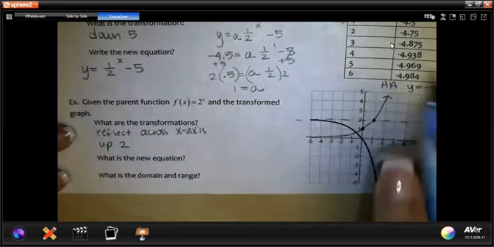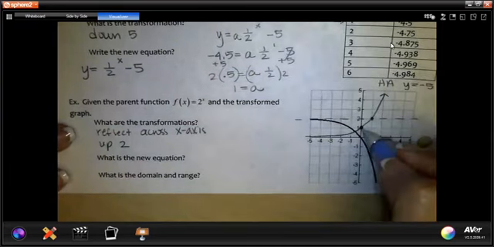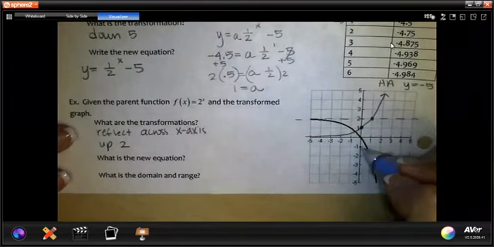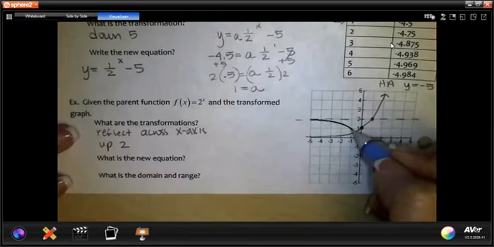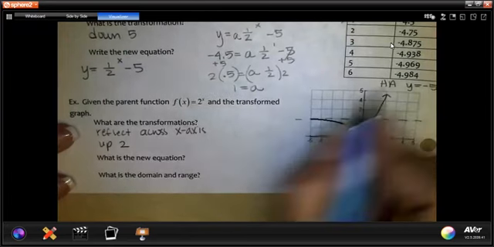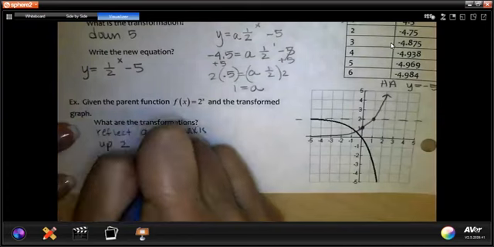So now I'm going to take this point, (0, 1). I know it's been reflected over the x-axis, so I reflect it and it goes over here to (0, -1). I know it's been moved up 2, so I move it up, 1, 2. It ends up in the same place here. That is not on my graph. I need to move it to the left 1 to get it to my graph. So now I know there's another transformation there of left 1.